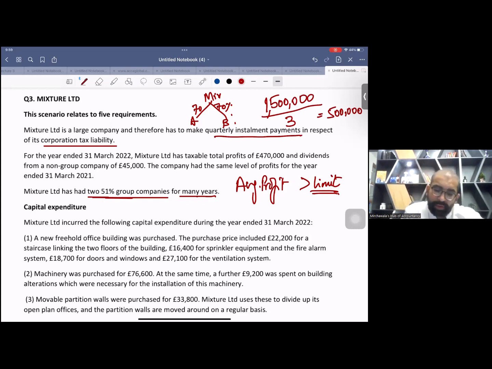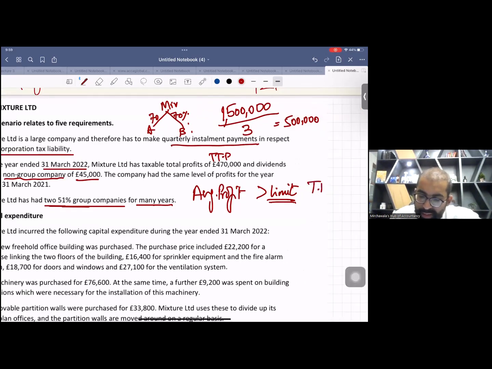Now next, for the year ended, this is your year. For the year ended 31st March 2022, Mixture Limited has TTP of 470, and dividends from non-group companies, meaning less than 50% holding, is 45,000. So now, you remember how to calculate augmented profits? It's TTP, which is 470.